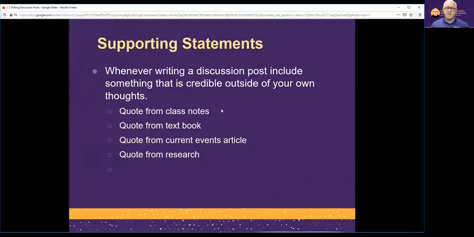Most important, make sure if you are going to use a quote or a supporting statement that you have the citation. Make sure you include that citation in the discussion post. So after the post is there, you put a couple of lines down and you just put your proper citation, not a website link.